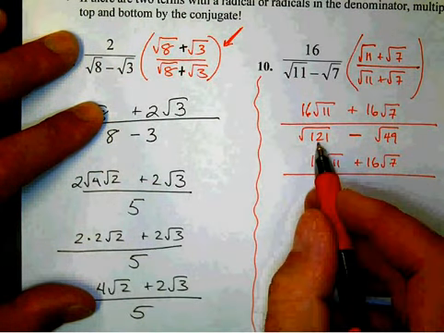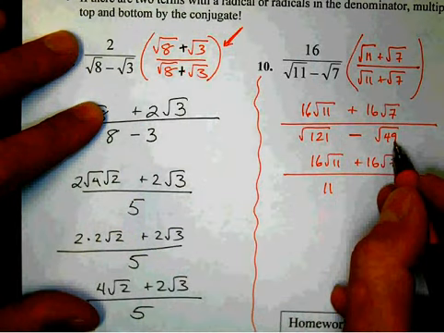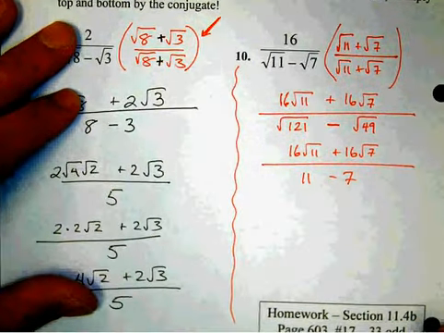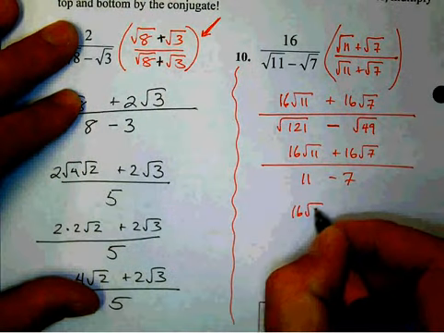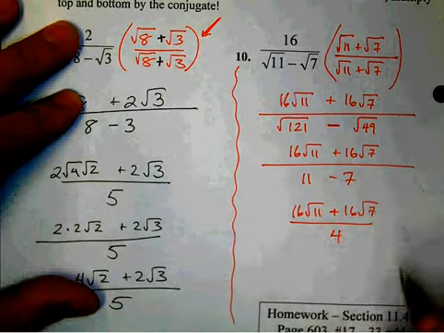Someone tell me what's the square root of 121? 11. What's the square root of 49? 7. Can I stop? No. It's got to go down to 4. It's got to go down to 4. Okay, rewrite the top again. Can I stop? Yes.